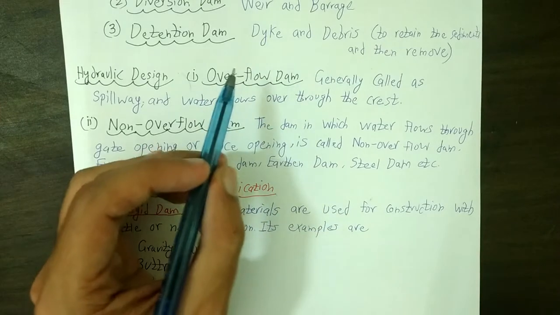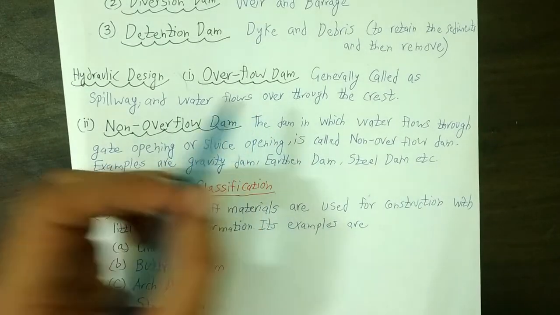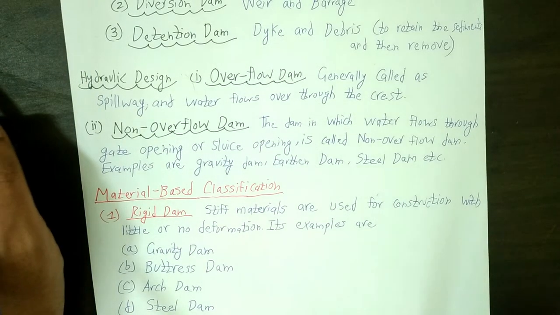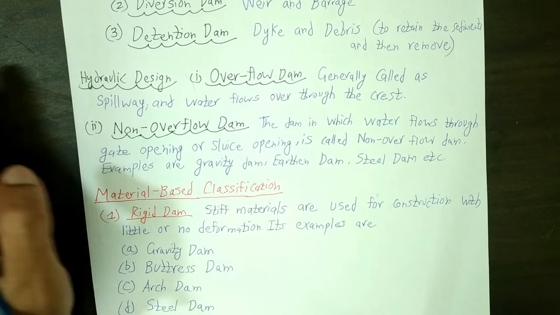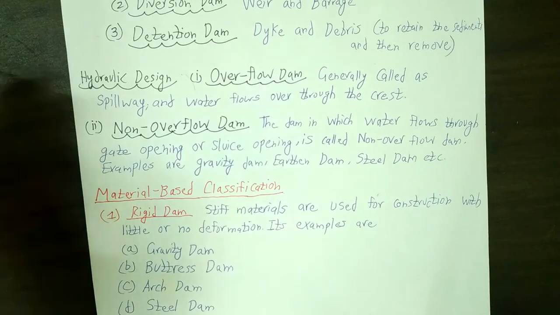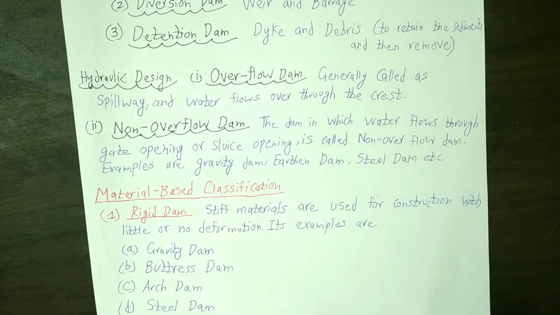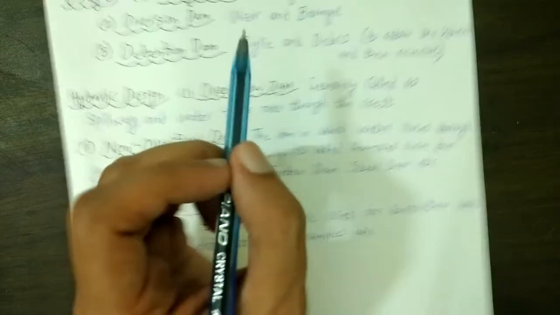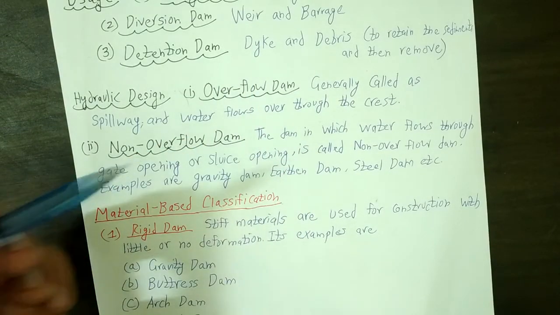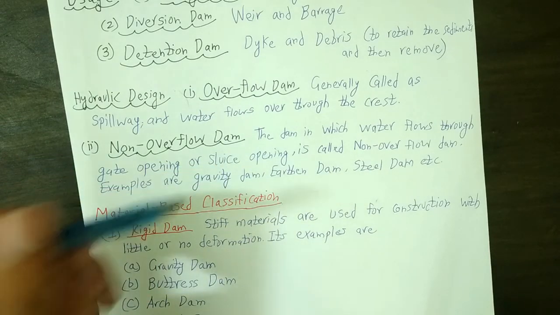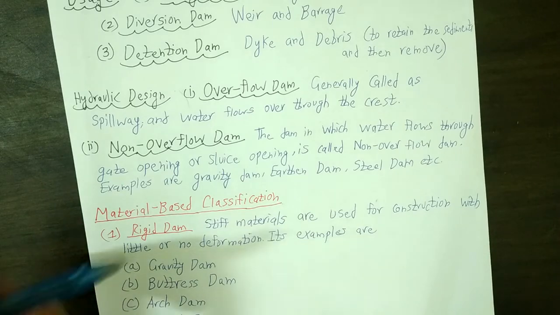So first of all, we have the overflow dam, which is generally called a spillway, and the water flows above the crest. The next classification is the non-overflow dam, and as the name indicates, the dam in which the water flows through a gate opening or sluice opening is called a non-overflow dam. If the water flows above the crest or above the dam, then this is known as an overflow dam. But if there are gates or any kind of opening present inside the structure of the dam, and the water flows when these gates are opened, then these dams are known as non-overflow dams.